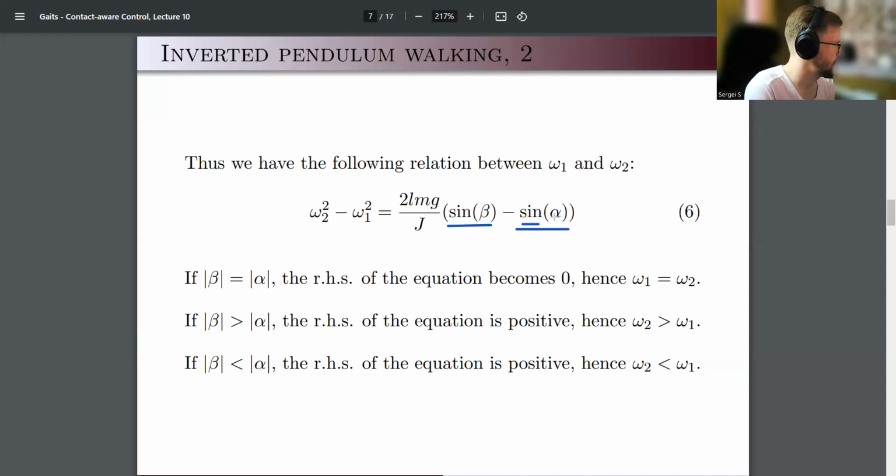Let me just double check that I don't say anything stupid. I sort of feel like there is a typo. Let me just double check. Is there a typo?